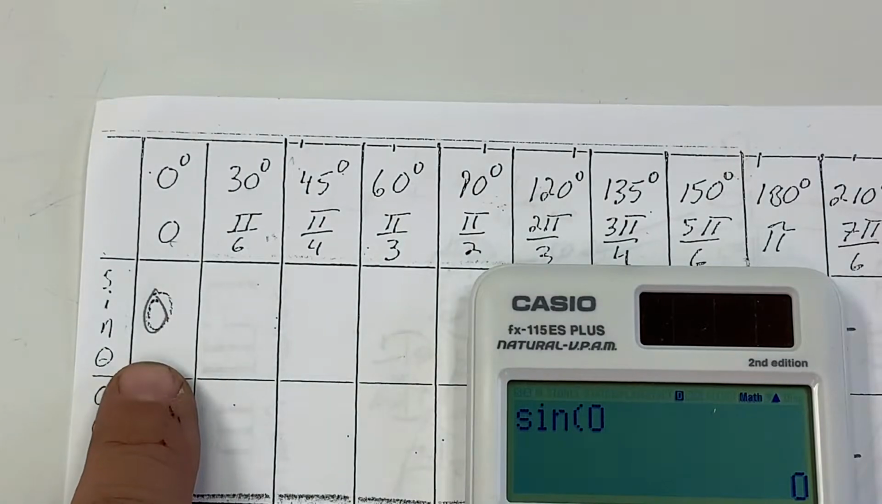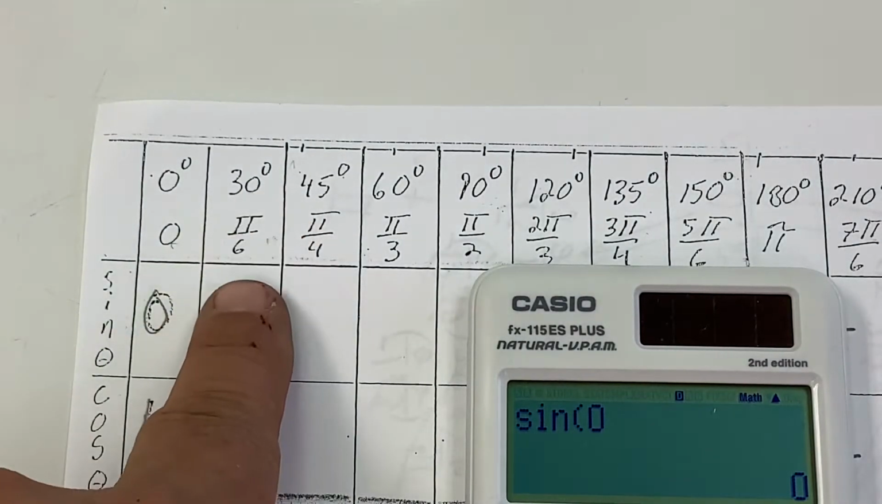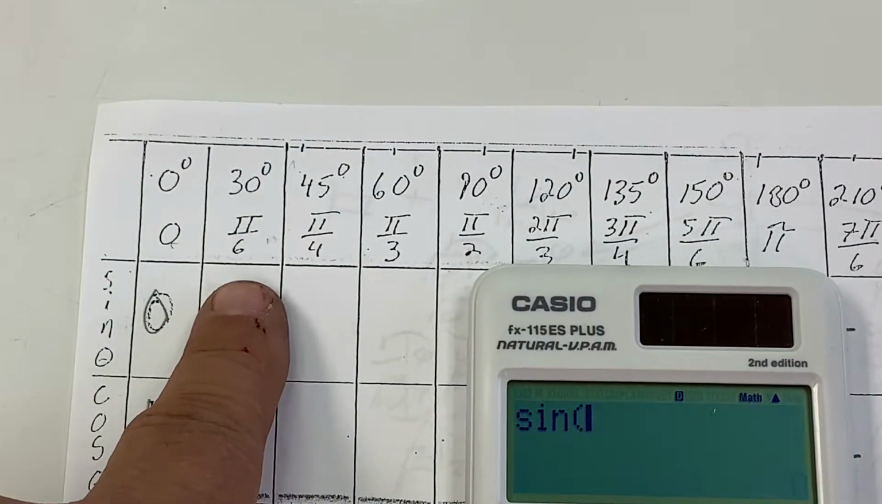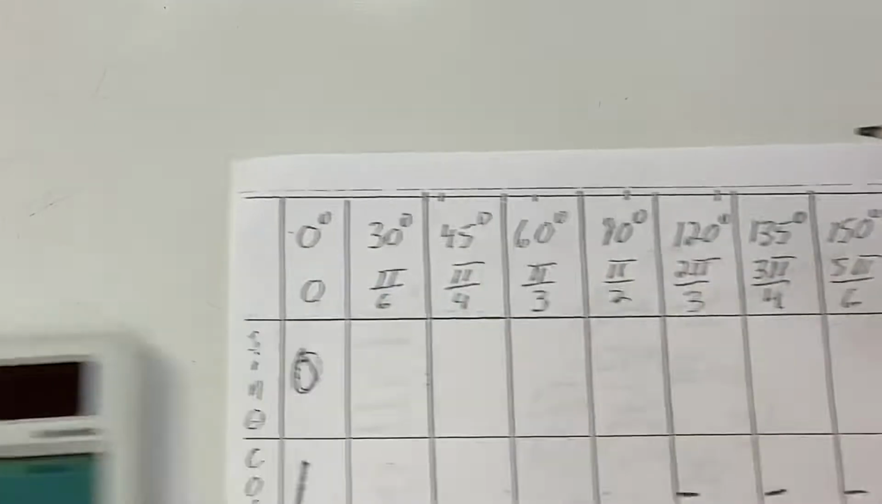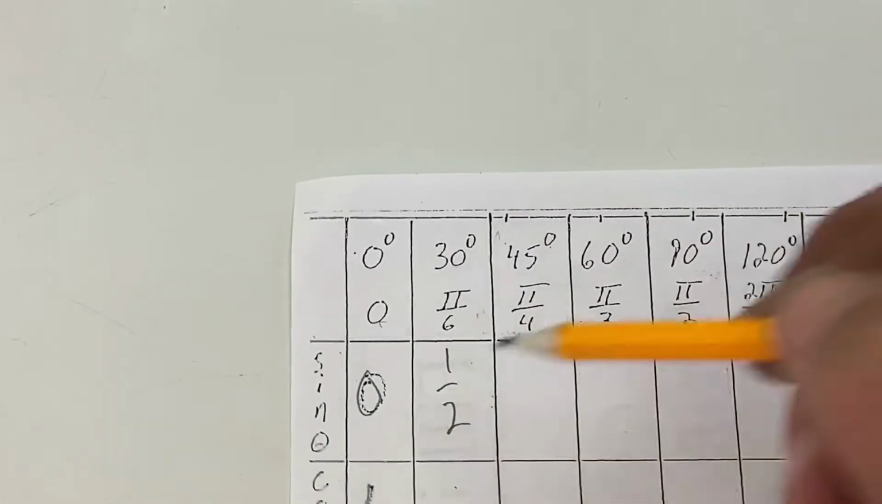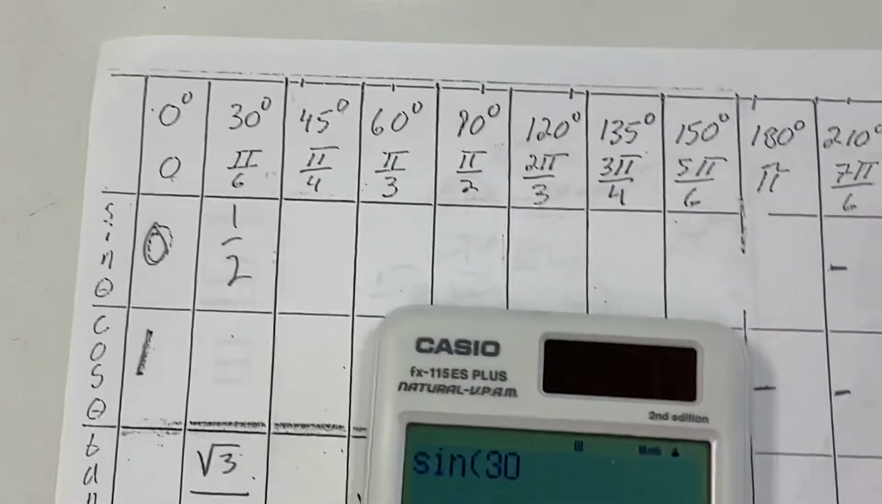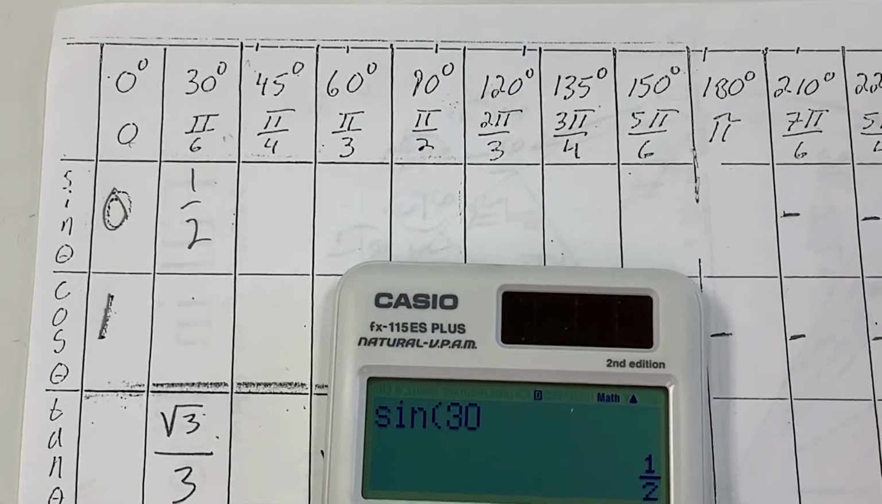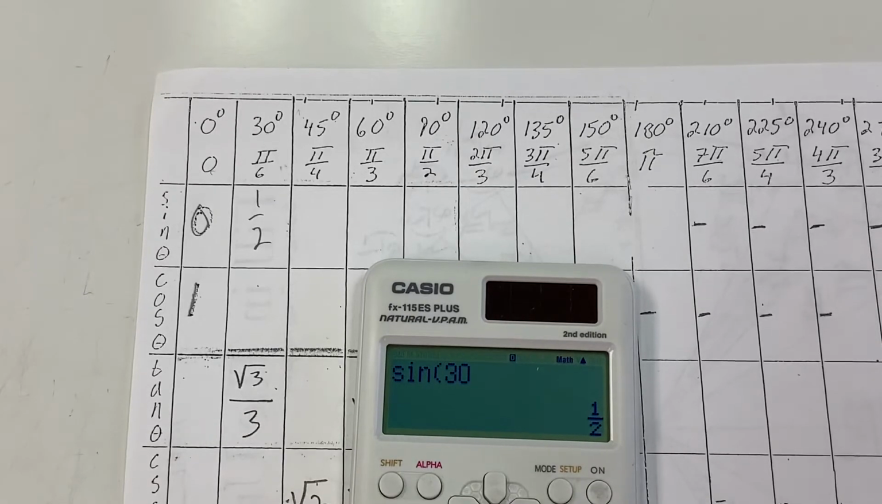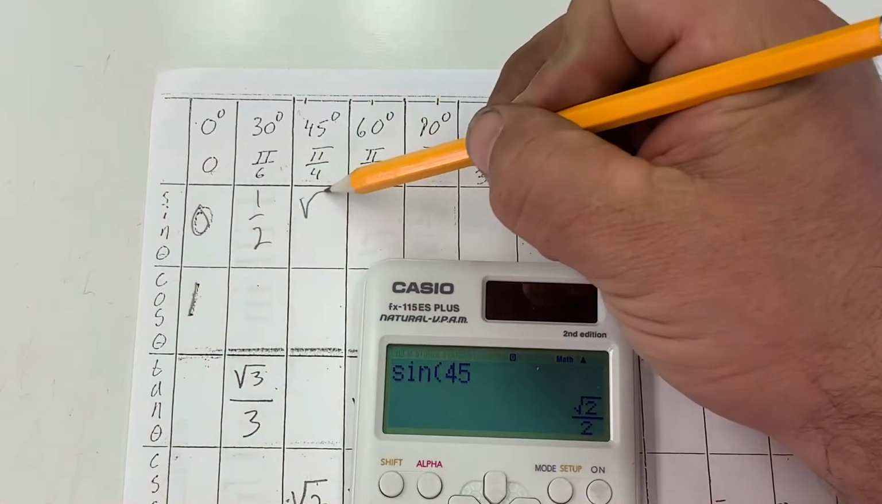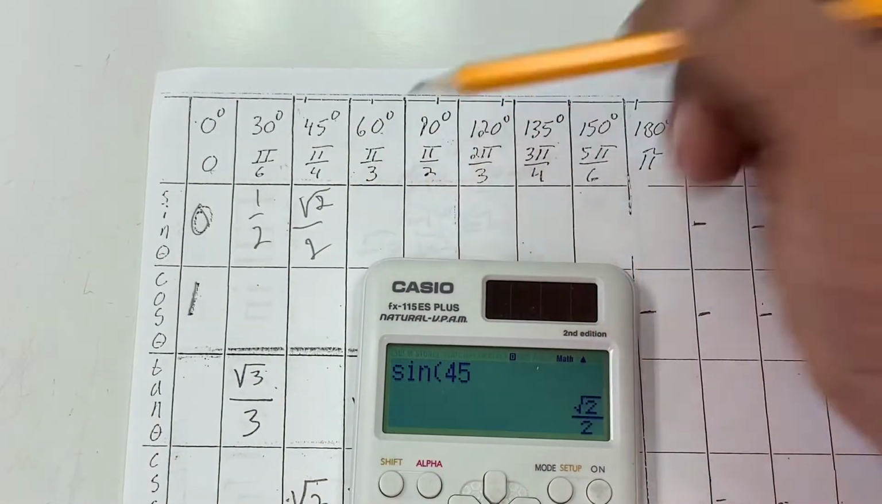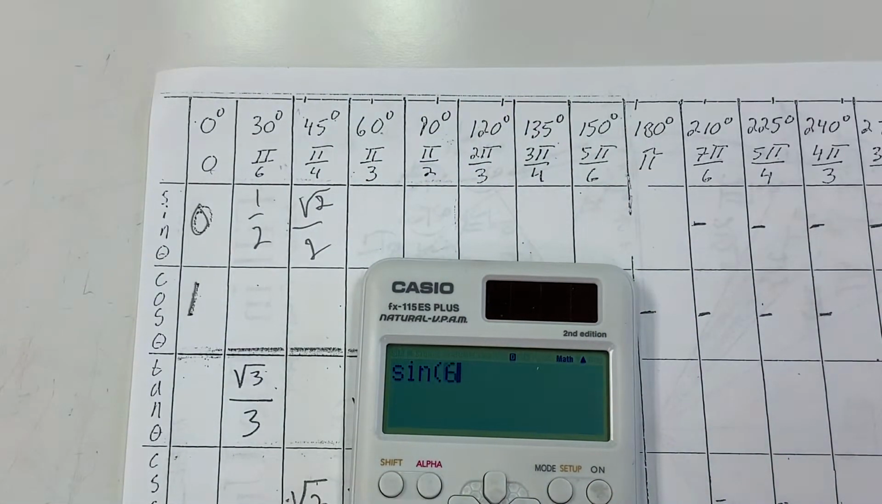It's 0. Then we're going to do sine of 30 degrees. So sine 30, hit equals. This spot here is 1/2. So now we can get going really fast. I'm going to start typing them in. So now I want to do sine of 45. Sine 45, hit equals, root 2 over 2. Sine of 60, hit equals, root 3 over 2.